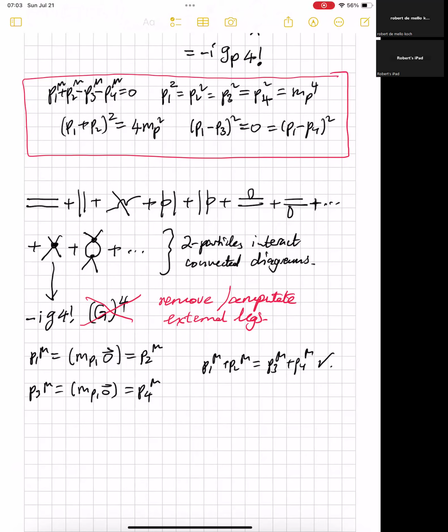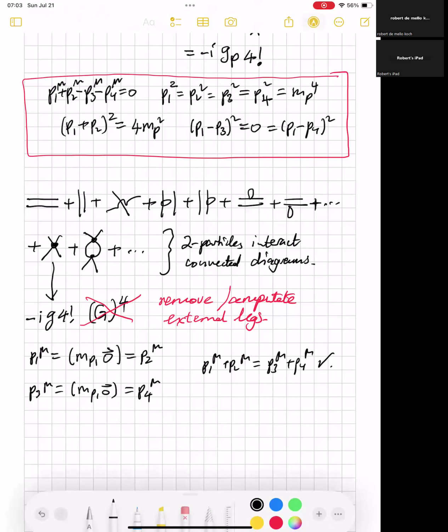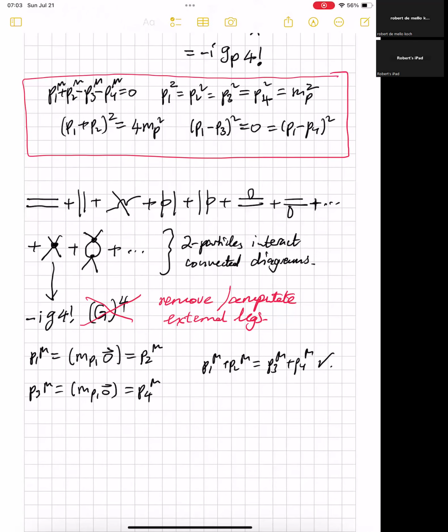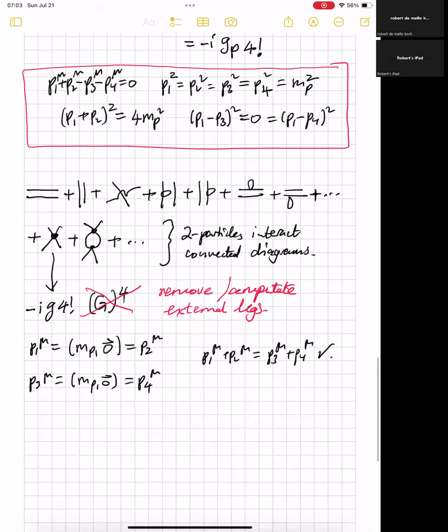Obviously, all of these are on their mass shell. Sorry, this should have been a squared. Good. Okay, but now let's look at these. I think that energy and momentum conservation, you understand well. I think that the mass shell condition, P squared equal to M squared, you understand well. Maybe the second line here is something that you're not so familiar with.